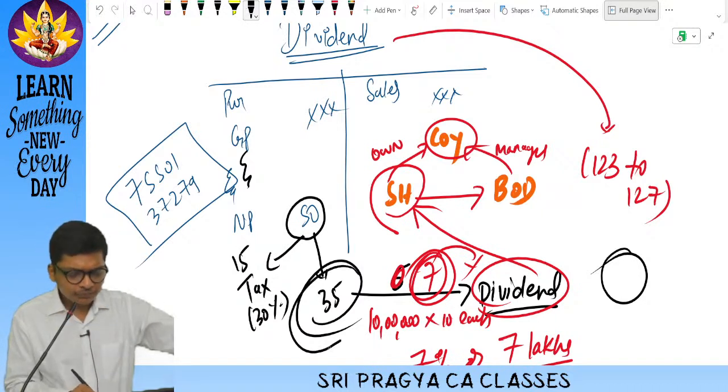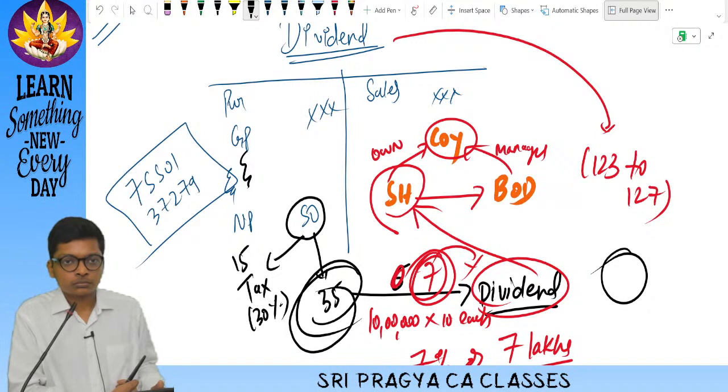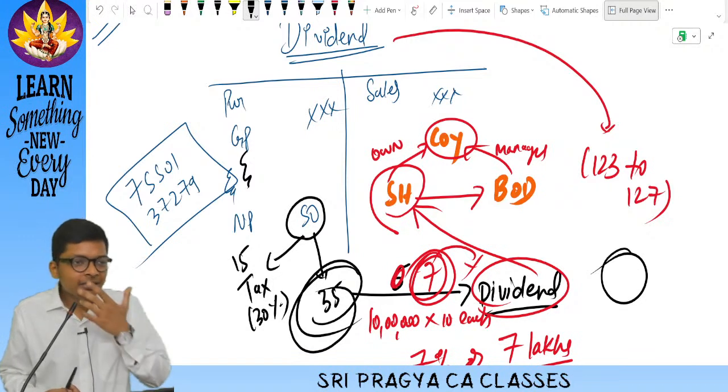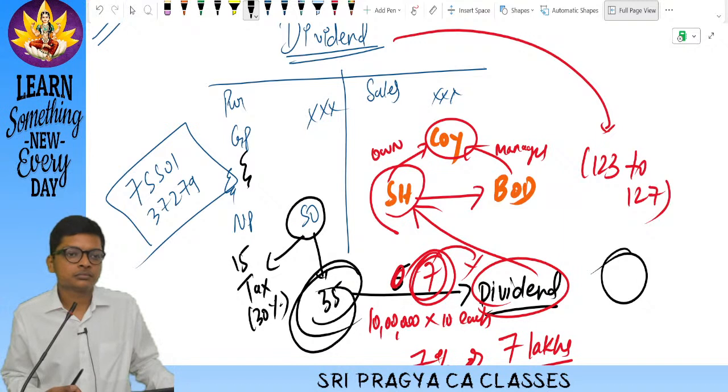Profit is 35. Is this chapter applicable? Is the chapter applicable if dividend declared is 0? No. Why will the chapter be applicable if dividend itself is not there?